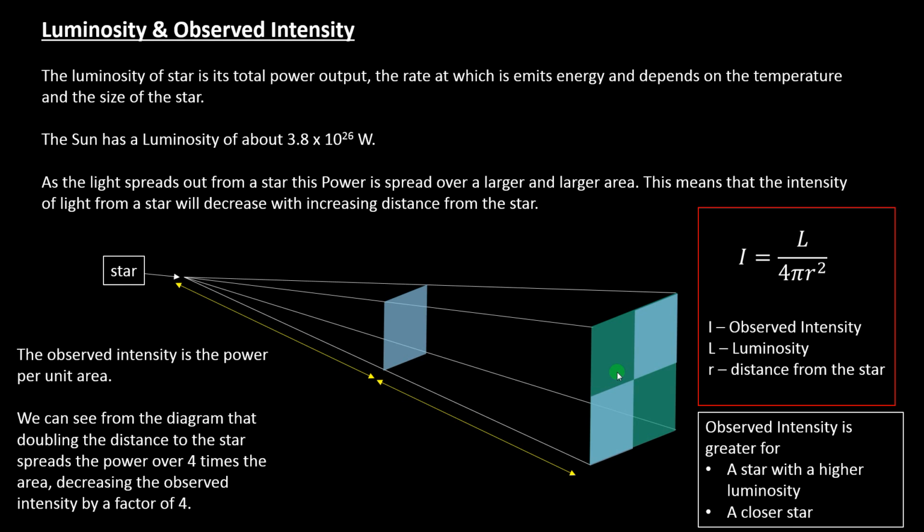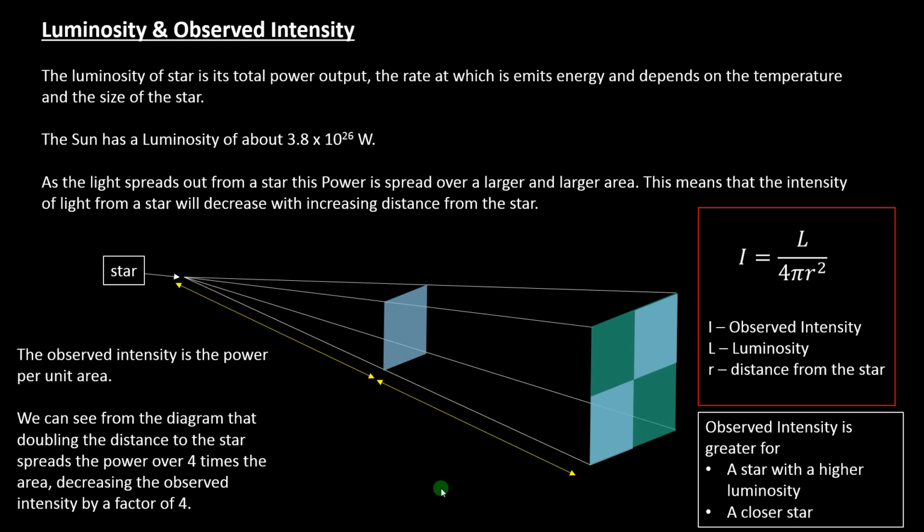So those two things make sense, and that can be expressed by this equation that the observed intensity I is equal to the luminosity, the total power output, divided by this 4 pi r squared. And for any of you who are mathematical, the 4 pi r squared is the surface area of a sphere, right, with a radius r that's corresponding to the distance from the star. And if you think about it, that sphere is the area that the power is spread out over.